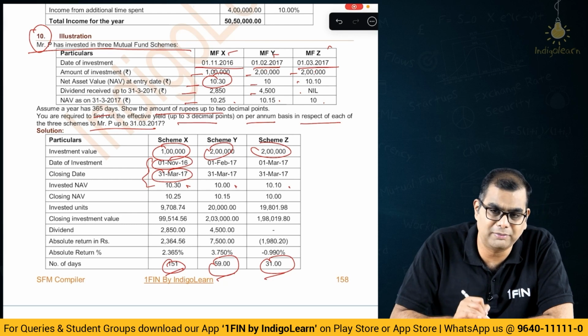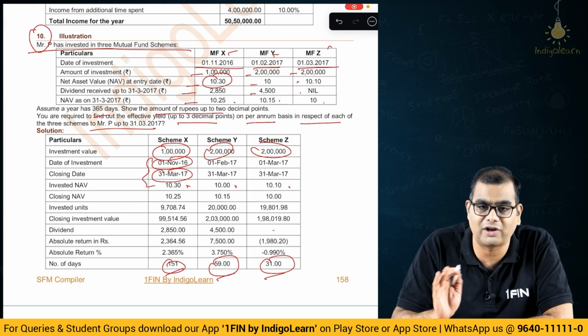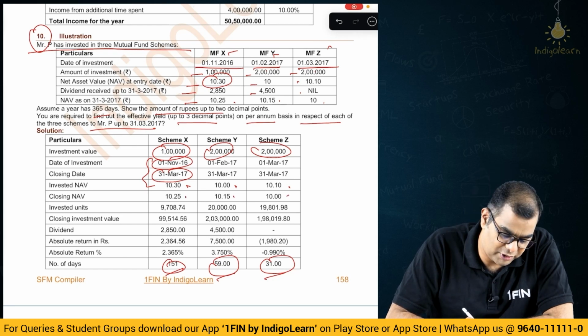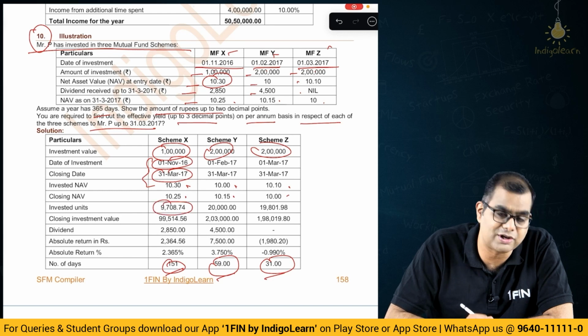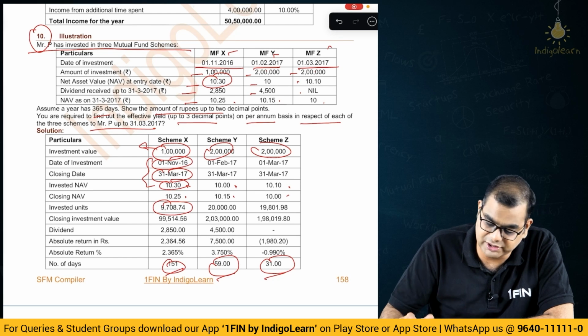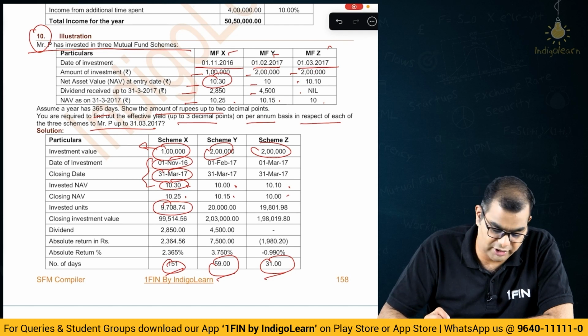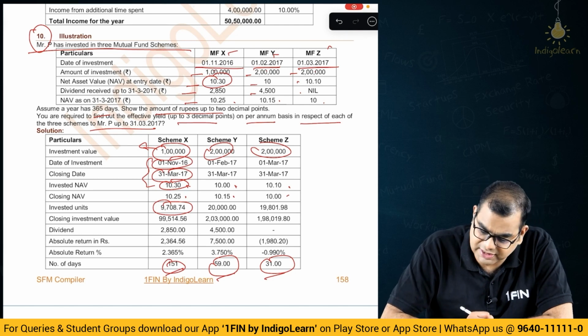Then, most of this problem, or most of the problems in the mutual fund chapter, as I am repeating again and again, is about writing down the data and simply following a format. Closing NAV is 10.25, 10.15 and 10. So, invested units is how much? When you invested 1 lakh at 10.3, what is the number of units? 1 lakh divided by 10.3 is 9708.73 or 737.